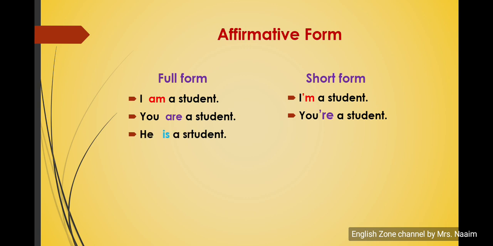Then we move to the third subject pronoun, which is he. هو. Okay. He is a student. He is a student. So this is the full form.